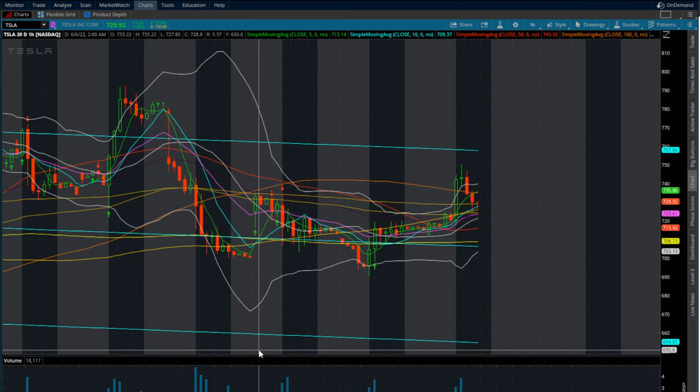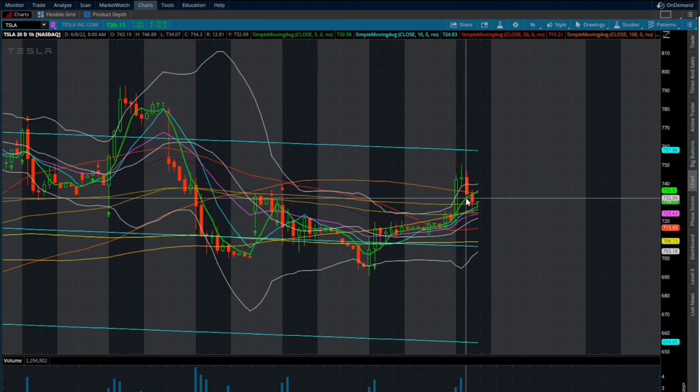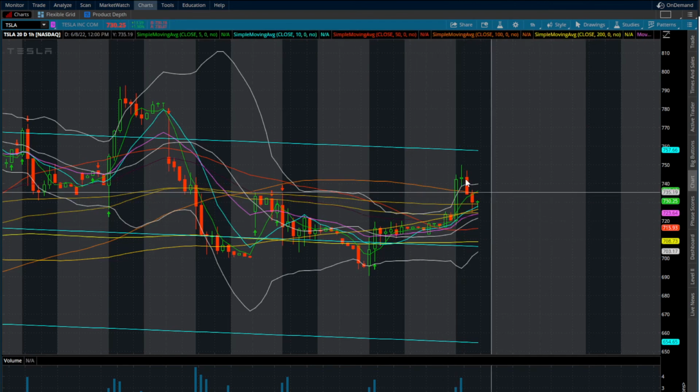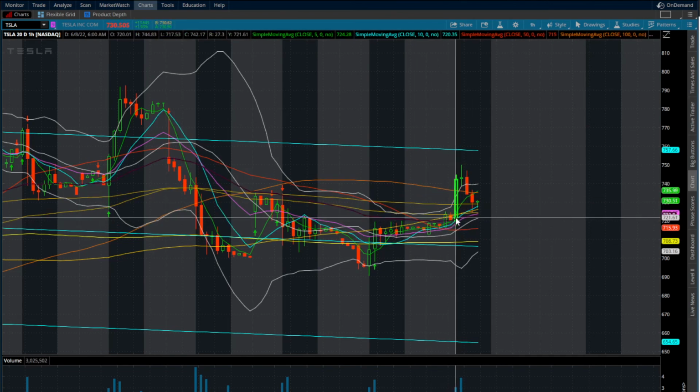Let's just see how this plays out, but at least you guys know the levels and what I'm looking at, and you can make your best educated decision based on technical analysis. Like I said, this range here with all this price action and all these moving averages is going to be absolute hell.